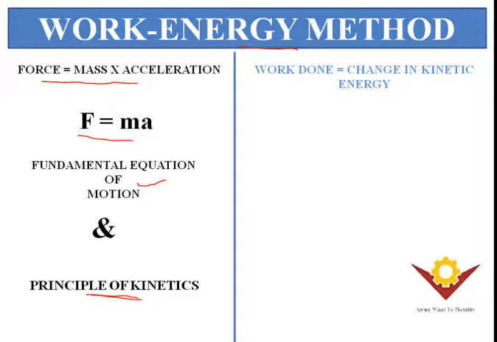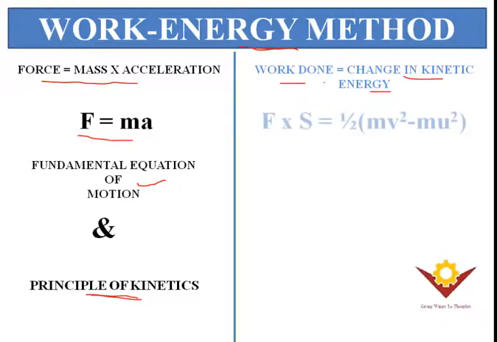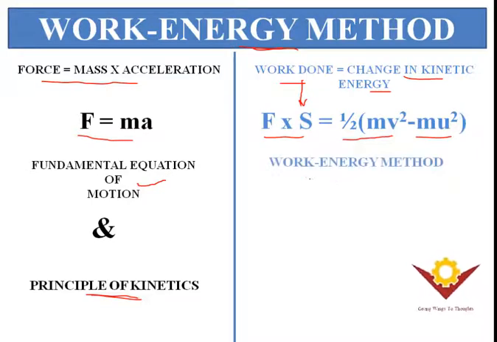Before that, what is the work energy method? Work done is equal to change in kinetic energy. What is this work done? Work done equals force into distance. And what is change in kinetic energy? 1/2 mv square is the final kinetic energy, and 1/2 mu square is the initial kinetic energy. So final kinetic energy minus initial kinetic energy is your change in kinetic energy. And this equation we call the work energy method.